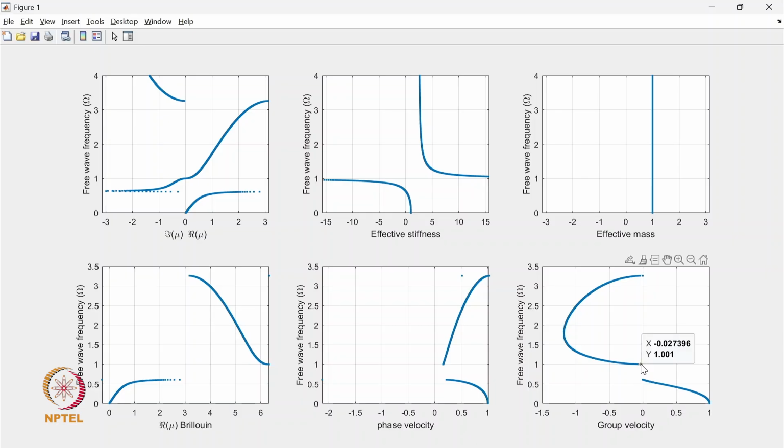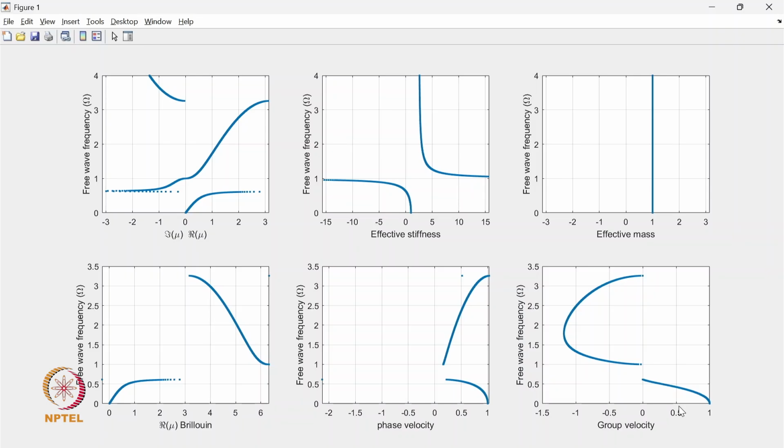Then here if you see 0.101, more or less. So in both cases the group velocity is becoming 0, but more interestingly, in this part the group velocity becomes negative. That is a very important point. That means the packet of the wave is moving in the opposite direction. Instead of moving in the positive direction, it is moving in the opposite.